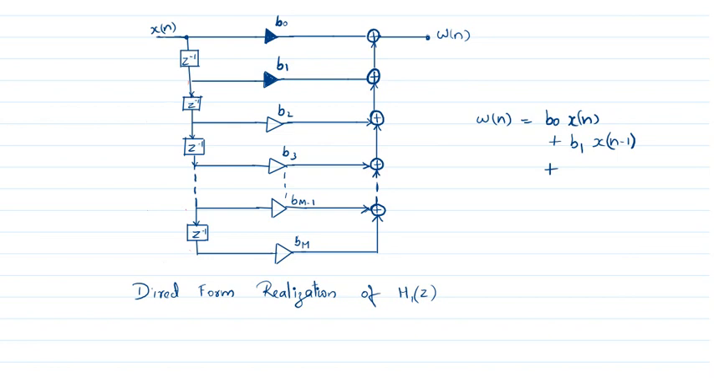So here two delays will come. So b2 into z raised to minus 2 x of n. X of n with z raised to minus 2 means 2 delays are given here. So it will be x of n minus 2.